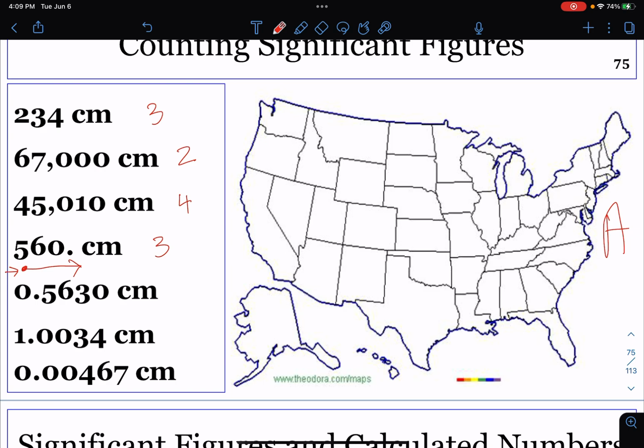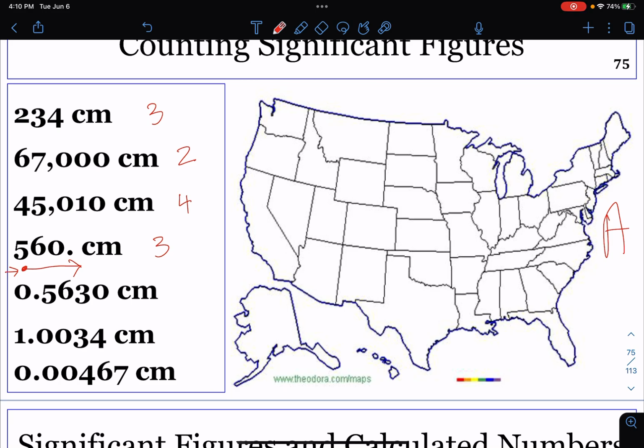I know this number looks funny with a decimal point without any digits to the right of the decimal point, but that decimal point, if you notice, changes the amount of significant figures. What it's saying is that last 0 is part of the measured value. It was the estimated digit, therefore it counts as significant.